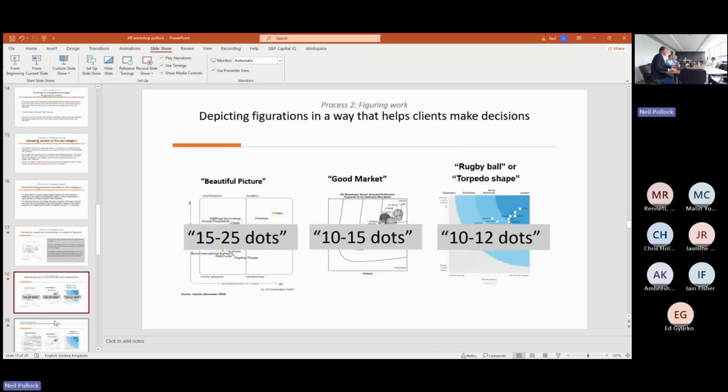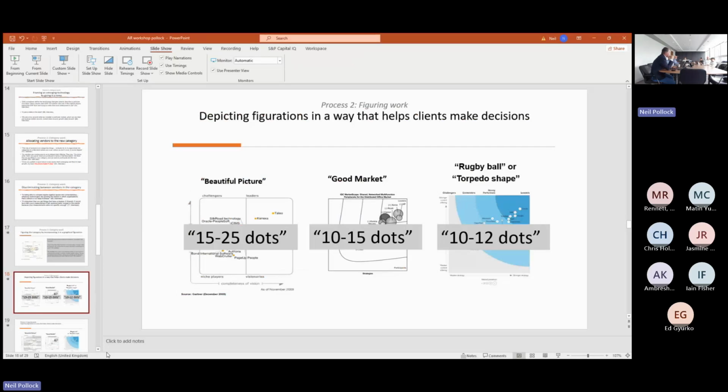From the interviews, and I don't know if this is common knowledge among AR people, they have terms they use for the rankings. The Gartner analysts will talk about the beautiful picture. A beautiful picture is where you have somewhere between 15 and 25 dots, all spaced out across the categories. It's beautiful because it gives the client some choice: here are the vendors, some good ones, some not so good ones, and some really bad ones.